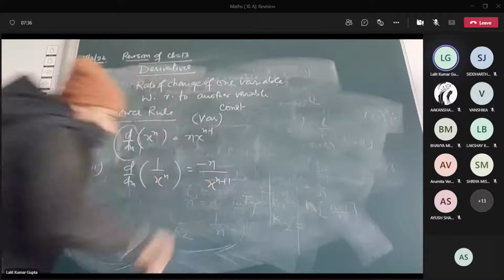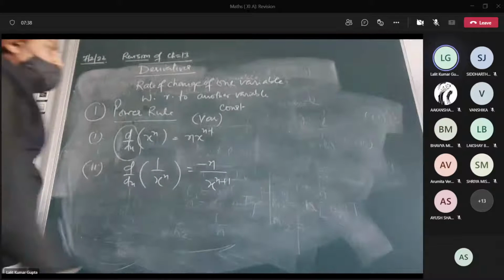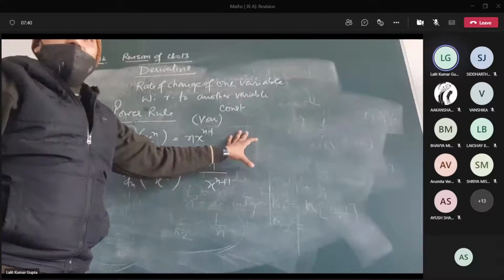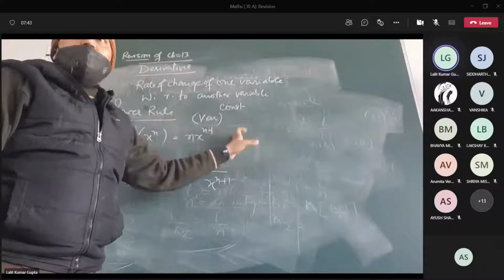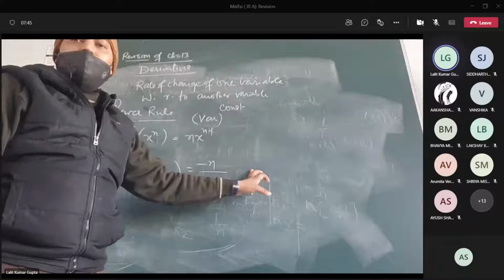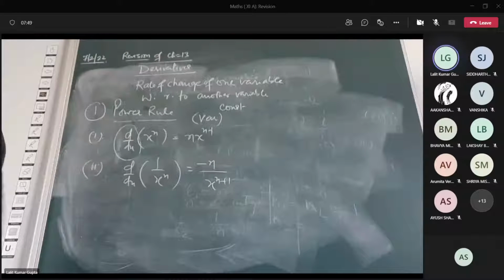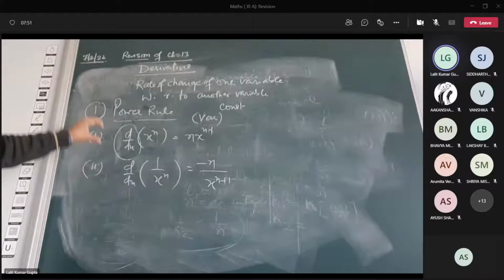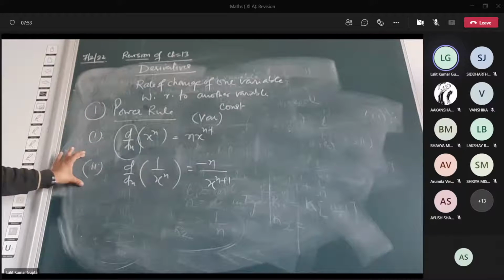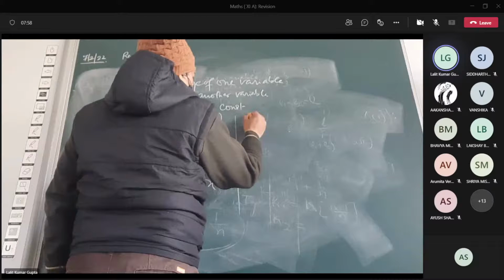Very good. Right. Okay. This is known as denominator form. You can write it on the side. This is numerator form. This is denominator form. Right. So this is the first formula, which is known as power rule. Power rule of first type, power rule of second type. So we have two types. Now I'm taking an example for both of these.